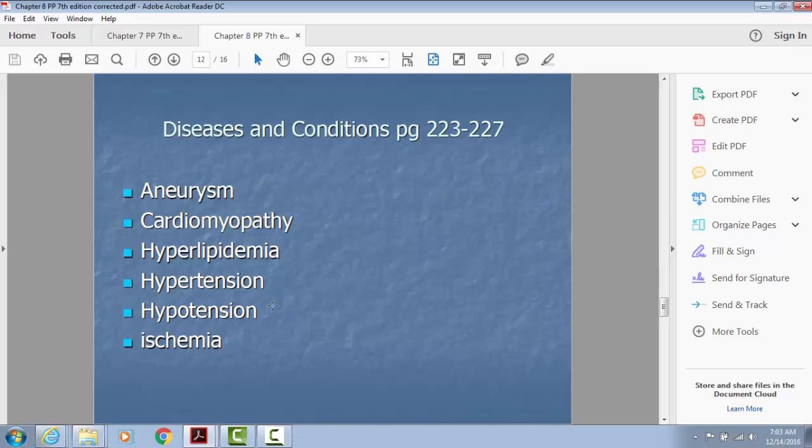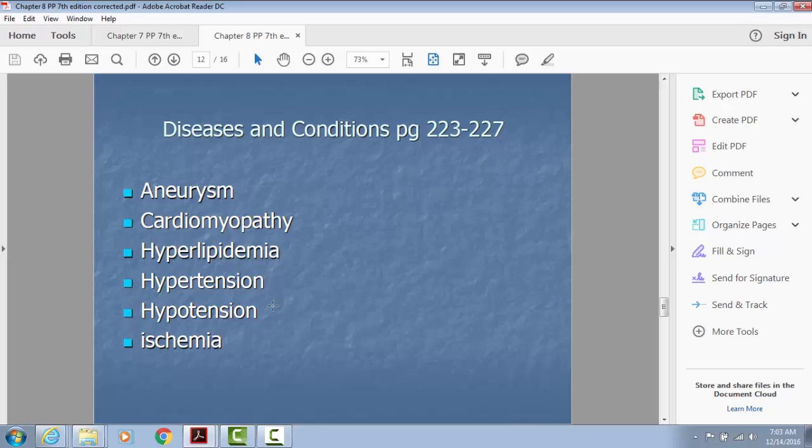If you turn in your book to page 223, we'll go through the diseases and conditions that you need to know for this chapter. And the first one is aneurysm. An aneurysm is a localized abnormal dilation of a vessel, usually an artery. You don't need to know the difference between the fusiform and the saccular. Just know that an aneurysm is a dilation of a vessel.